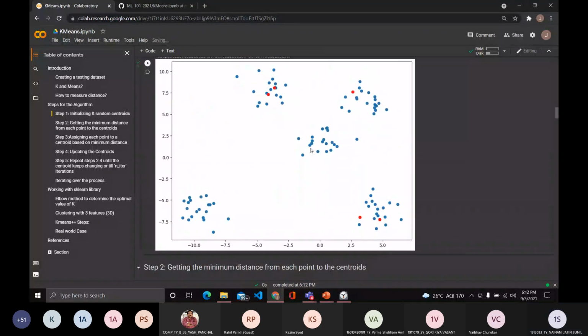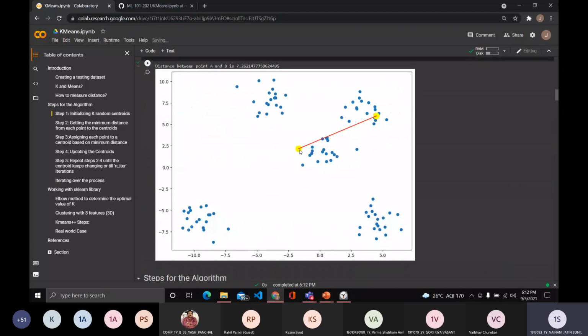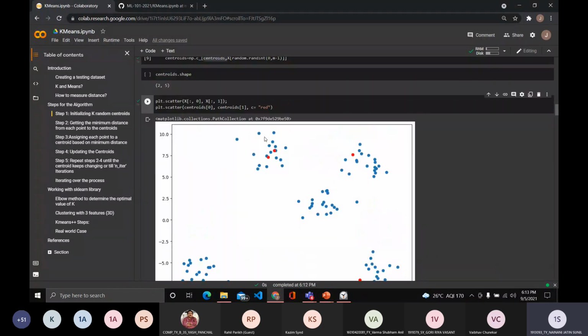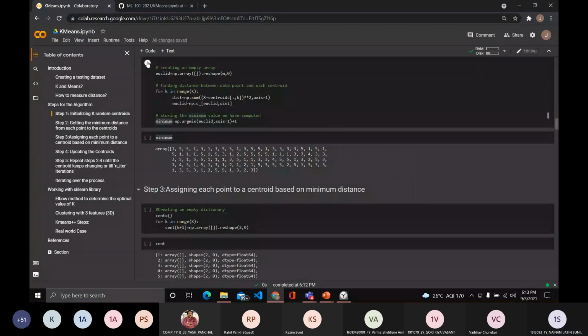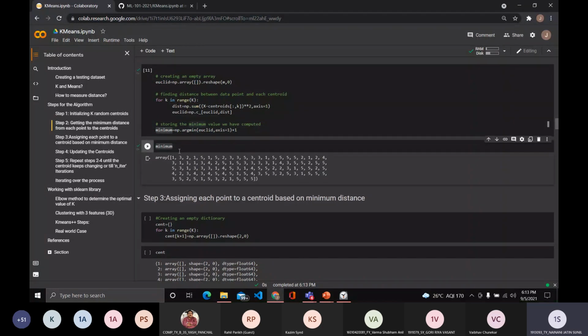The next step is to calculate the distance from each data point to these centroids. Let's imagine that this lower yellow point is the data point and this upper yellow point is the centroid. We're going to do this red line for each of the centroids. That's step 2. So run it. The minimum variable will store the cluster that that data point belongs to. So the first data point is closest to the first centroid, the second data point is closest to the third centroid, and so on and so forth.